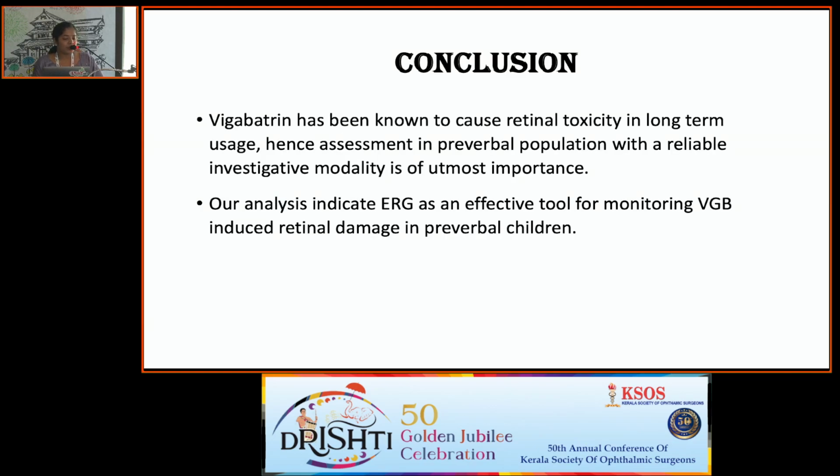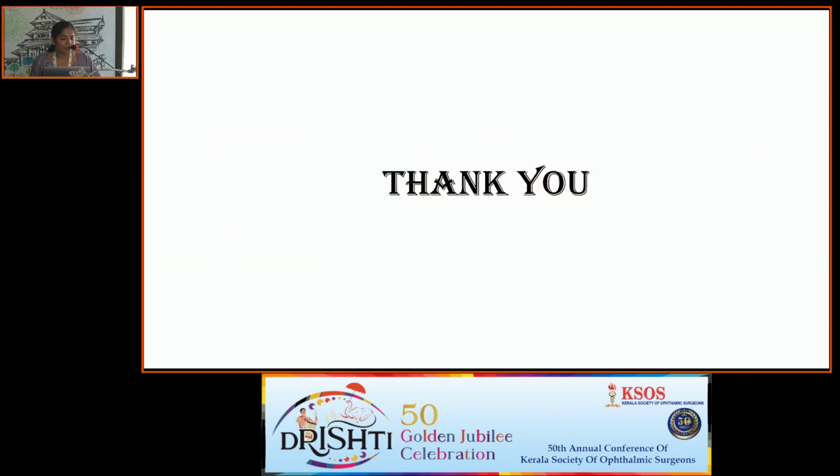So coming to the conclusion, vigabatrin has been known to cause retinal toxicity in long-term usage. Hence, assessment in the pre-verbal population with a reliable investigative modality is of utmost importance. Our analysis indicates ERG as an effective tool for monitoring vigabatrin-induced retinal damage in pre-verbal children. These are my references. Thank you.